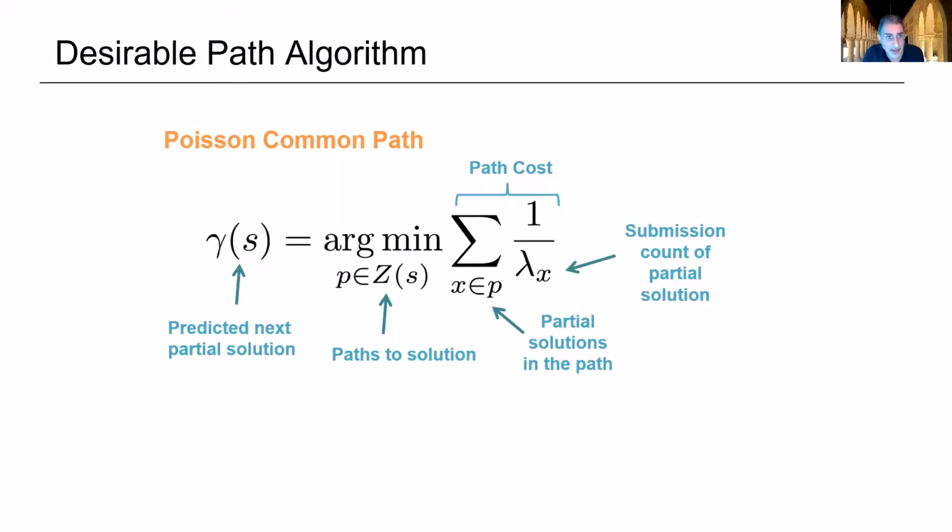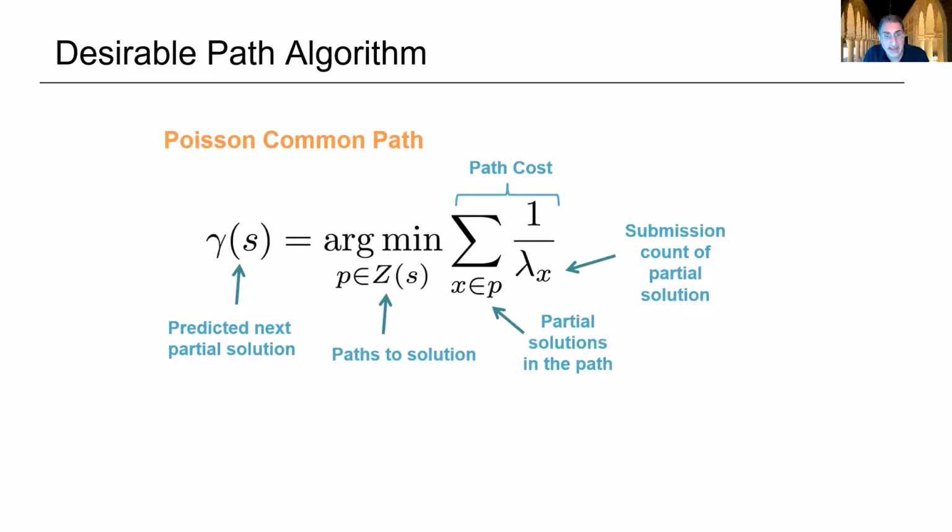And you'll see why it's called Poisson in just a second. It has to do with the Poisson probability distribution. But the idea is, if we want to predict some next partial solution, some next state that the student should go into, and then we can generate a hint that might move the student toward that solution, the way we do this is we say from the state that the student is in, what are all the paths that lead to a solution?